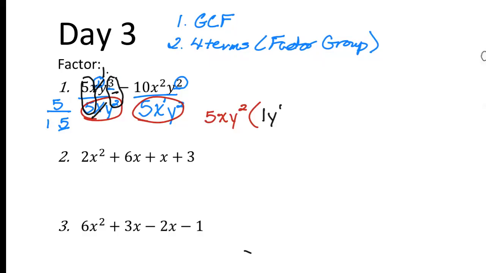Then I have minus 10 divided by 5, that gives me 2. X squared divided by x to the first, I have 2 x's, I am taking 1 away, so I have x to the first left. And y to the second divided by y to the second simplifies out to 1, and times 1 gives you the same thing. So this is the factorization of my original term.